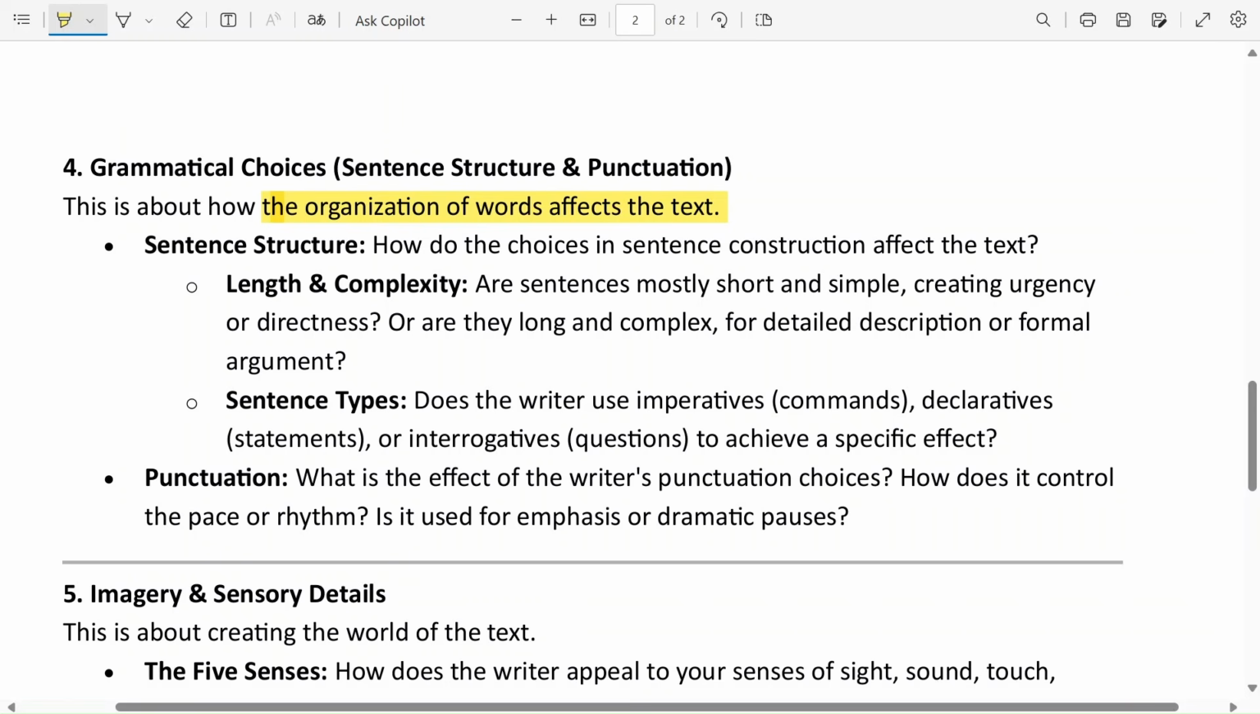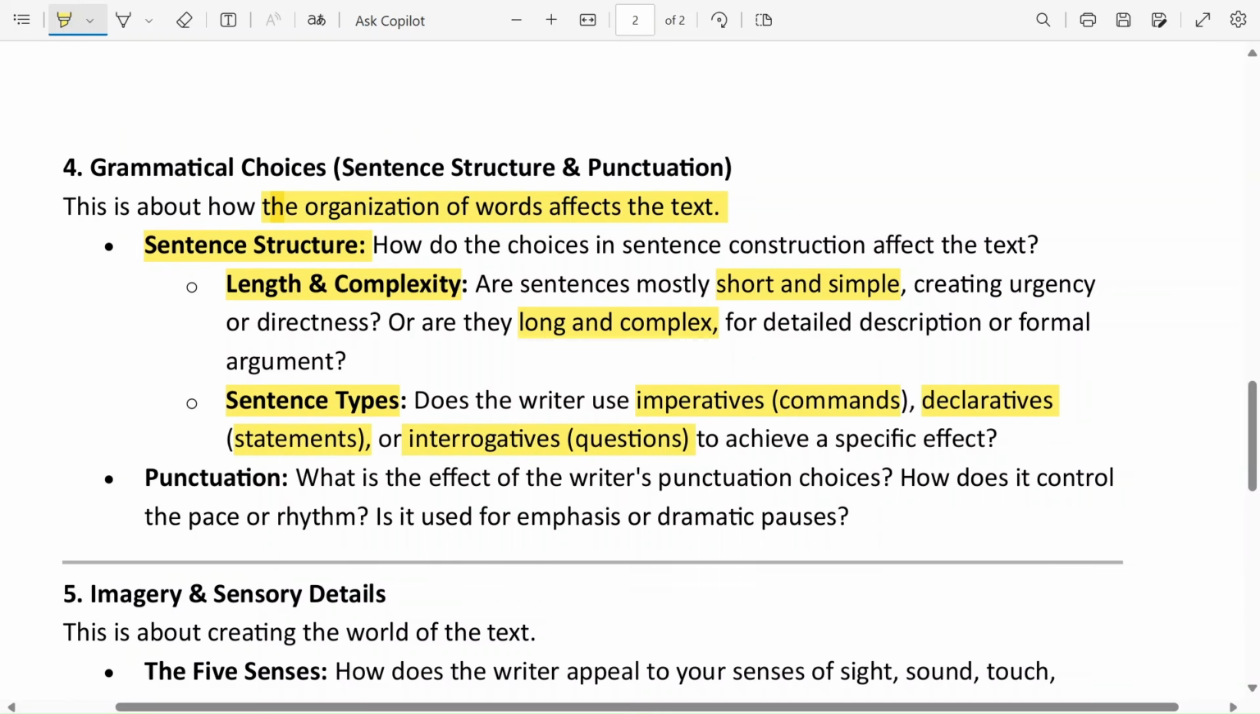So we need to look at sentence structure. What about their length and complexity? Are the sentences mostly short and simple, which creates urgency or directness? Or are they long and complex, which is used for detailed description and very formal arguments? Then look at sentence types. Does the author use imperatives or commands to instruct you, or declaratives or statements to inform you, or interrogatives, which are questions, to invite participation from the audience?